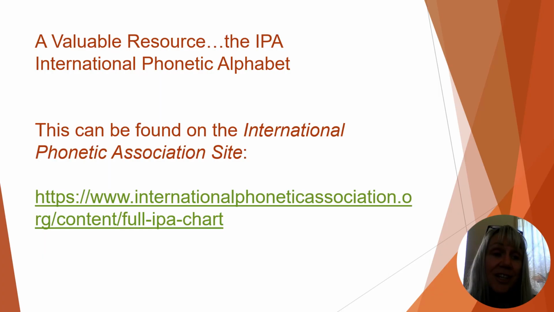Where do we get this chart? A very valuable resource that I will ask you to check into for your own benefit is the IPA, the International Phonetic Alphabet, that can be downloaded freely from the International Phonetic Association site. You'll see the link here, and I will place the link down there at the bottom of this PowerPoint presentation so that you will have time to access it. So it's the International Phonetic Association site, and you're looking for the International Phonetic Alphabet Chart.